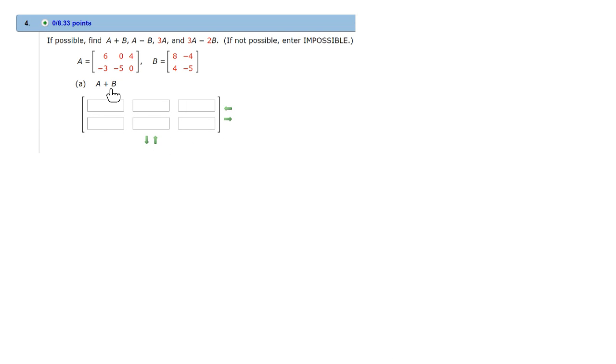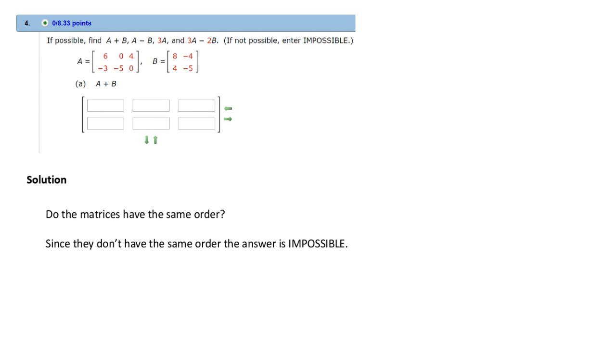So it says add A plus B. First thing you should do is check your order. So this order here is 2 rows and 3 columns. And this is 2 rows and 2 columns. So they don't have the same dimensions. That means that we cannot add these together. Okay, so they don't have the same order.